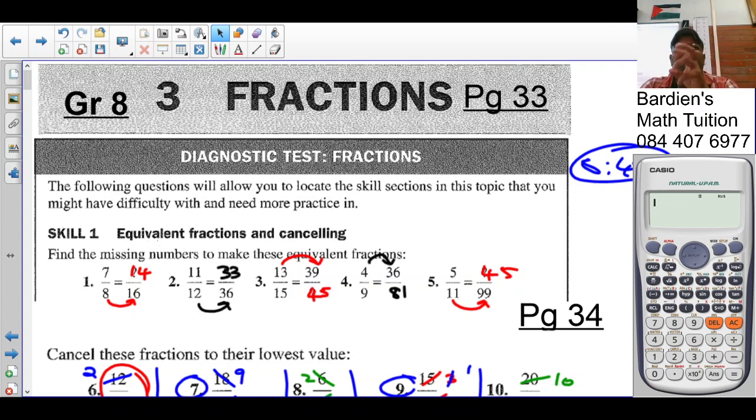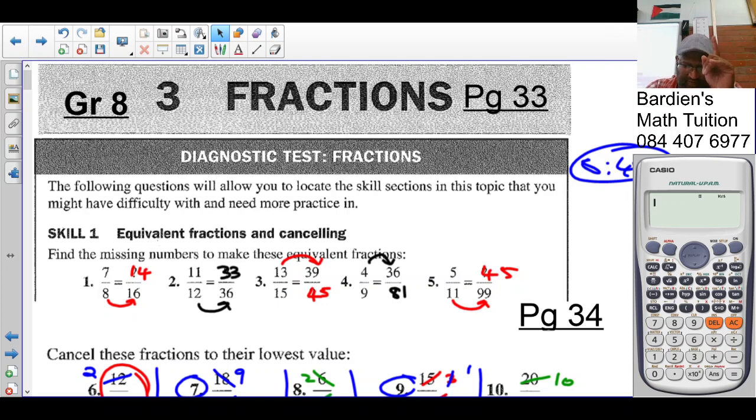Remember, 60 over 32 can simplify. So what number goes into 60 and into 32 without a remainder? 4. Not so? 4 goes into 60 15 times and 4 goes into 32 8 times. So it's 15 over 8, which is also 1 and 7 over 8. You guys understand? Okay, I'll do number 9 as well.